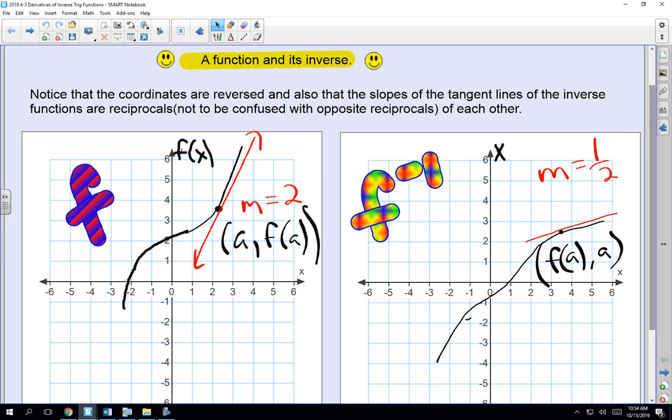But it's also true that the slopes of the tangent lines of the inverse functions are reciprocals of each other, not to be confused with opposite reciprocals. I'll give you a minute to write that down, but not now. Don't write it down yet. So here's why.